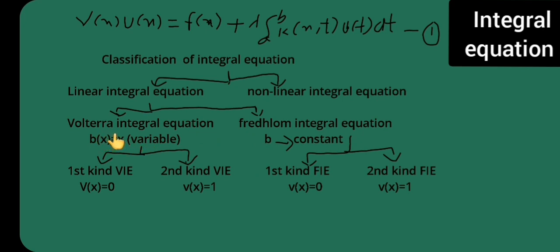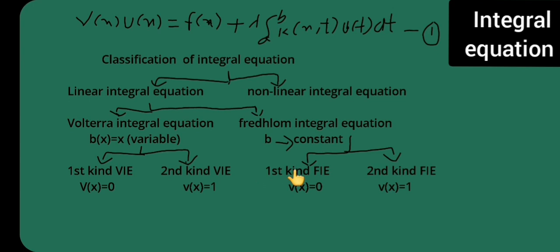Now again, the Volterra integral equations are divided into 2: first kind Volterra integral equation and second kind Volterra integral equation. For the first kind, v of x is equal to 0. Here this v of x will be equal to 0, then you say it is a first kind Volterra integral equation. And when the value of v of x is equal to 1, then it will be a second kind Volterra integral equation.